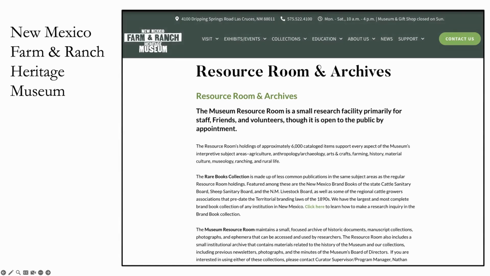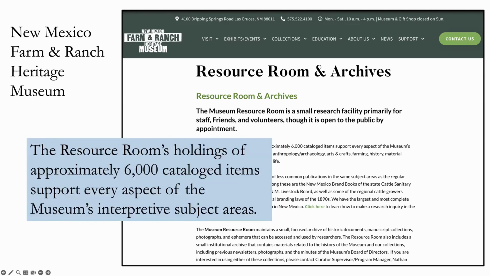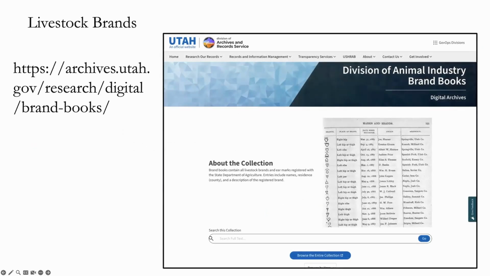So now we're going to get into just general types of collections that we might find. We have the New Mexico Farm and Ranch Heritage Museum, with 6,000 cataloged items of New Mexico farm and ranch. I'm throwing these out as examples of places where you can look and possibly find the information that you haven't been able to find years and years ago.